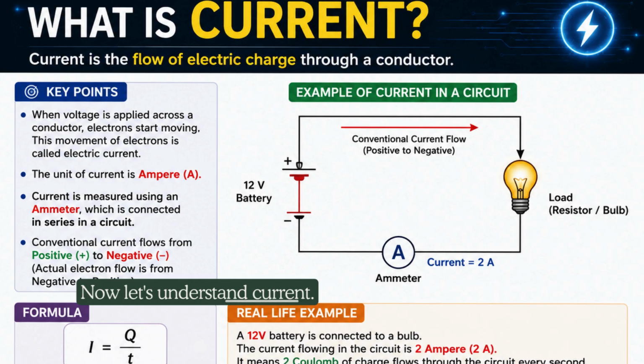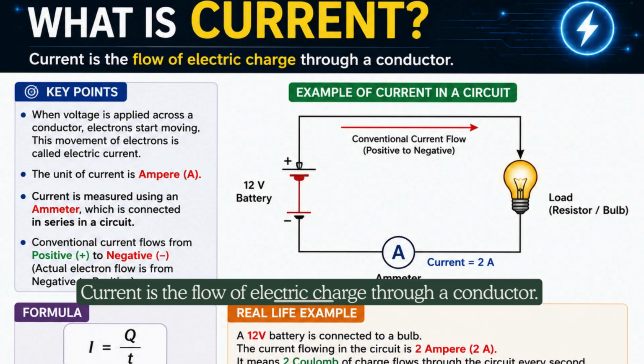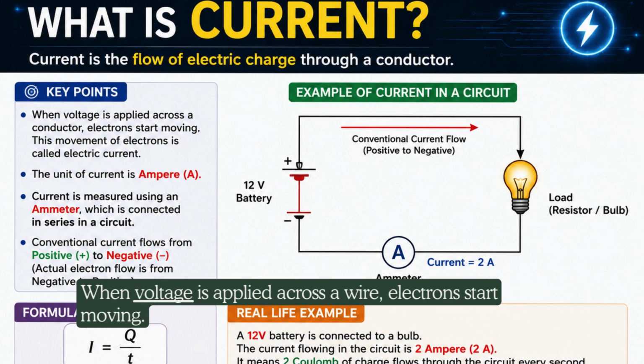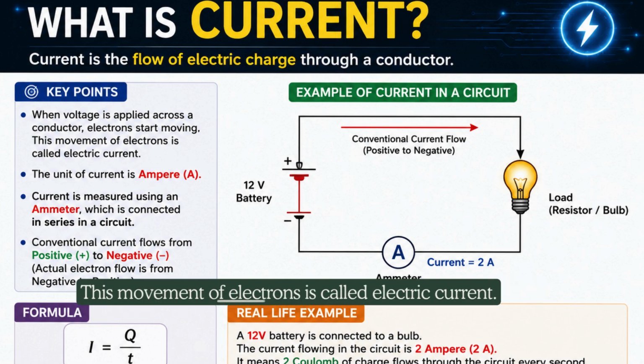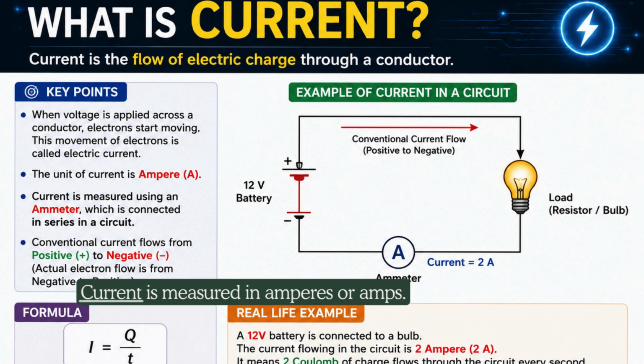Now let's understand current. Current is the flow of electric charge through a conductor. When voltage is applied across a wire, electrons start moving. This movement of electrons is called electric current. Current is measured in amperes or amps.